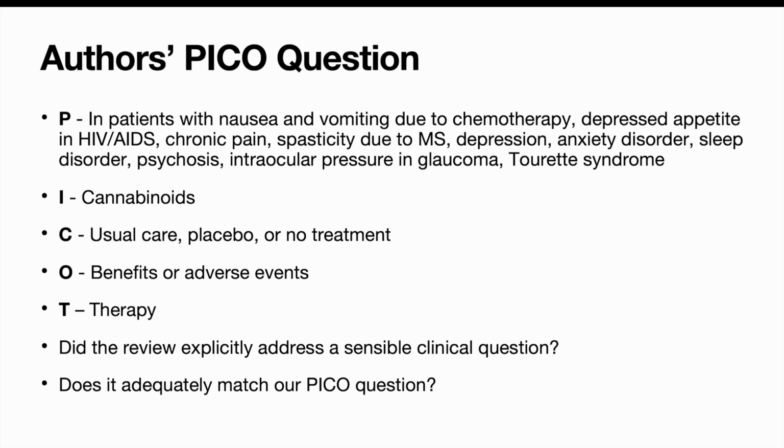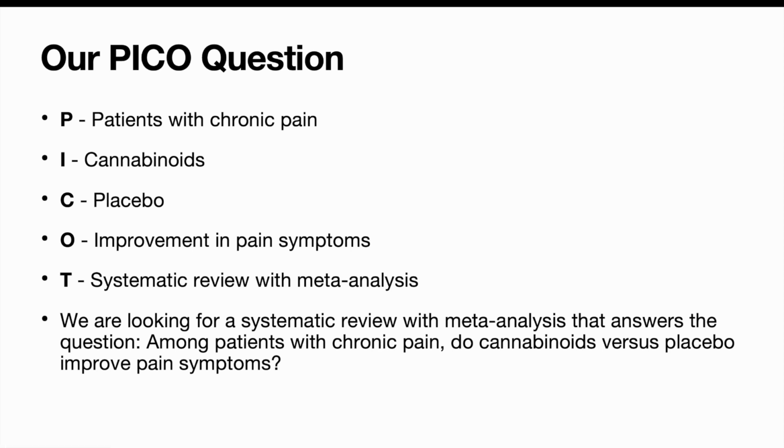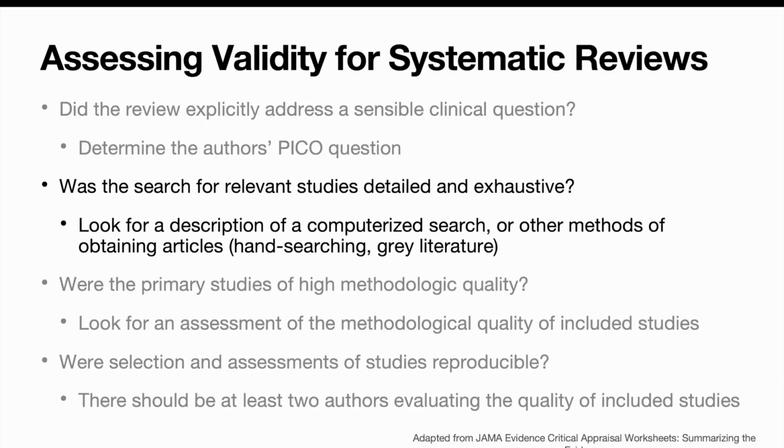So then those first two questions when we are assessing validity were, did the review explicitly address a sensible clinical question? Well, yeah, it seems to, right? Does it adequately match our PICO question? That's another thing that we want to consider. And I think so, because we have the chronic pain in there, and that's what we're looking for. We have the same intervention. We want to see if there are benefits for pain for our patient. And that's just a reminder of what our PICO question was. And so I think that this journal article could be useful in our search for a treatment for our patient.